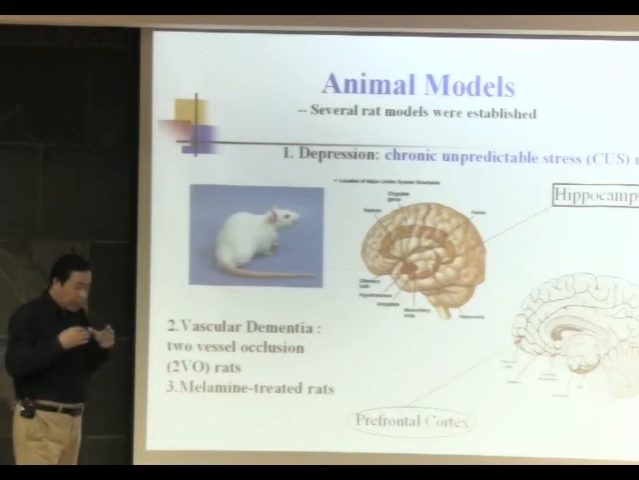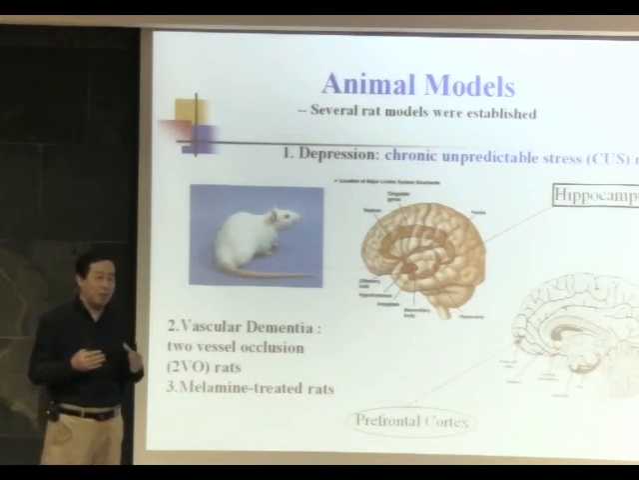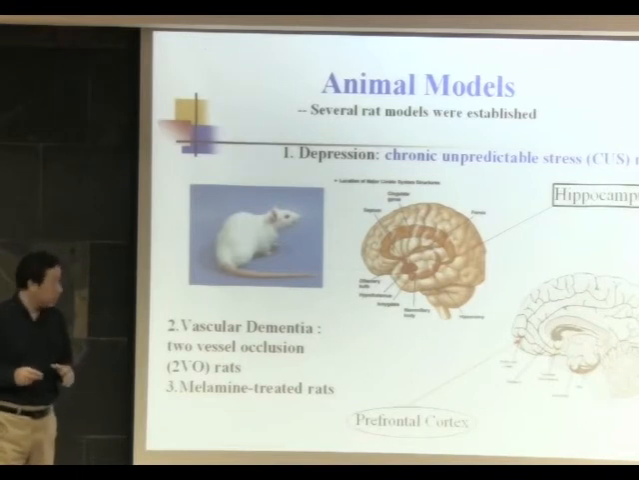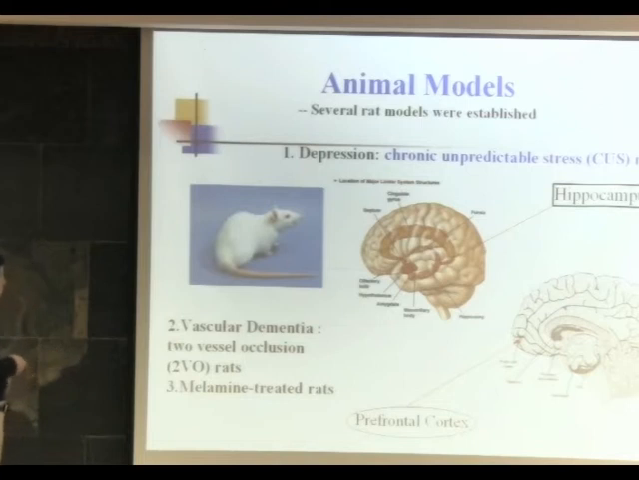For doing this research, at first we have to set up our animal model. In our lab, there are several animal models. I would like to introduce this one, the depression animal model. How to set up such a depression animal model? I will give the introduction in the next slides. We also have a vascular dementia animal model, and a melatonin treated animal model.